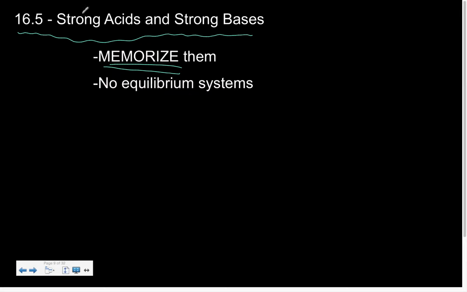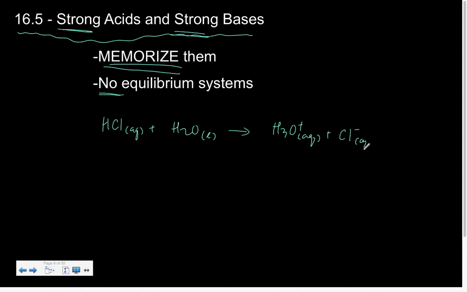And if something is strong, by definition, if it's a strong acid or strong base, it's a strong electrolyte, which means, ding, ding, ding, dissociates completely. Therefore, we are talking not about equilibrium systems. So, for example, if I was talking about a strong acid in water, I would use just a forward arrow to indicate that I make hydronium and I make chloride ion.